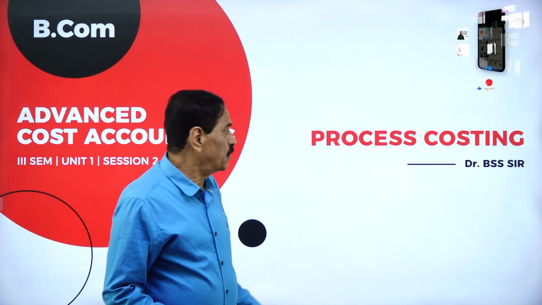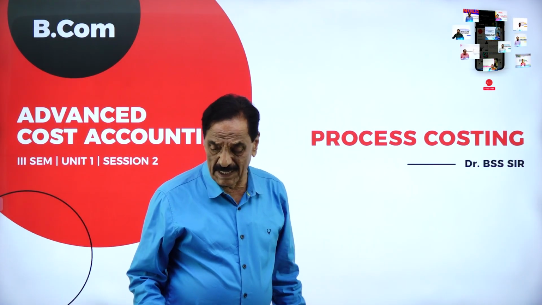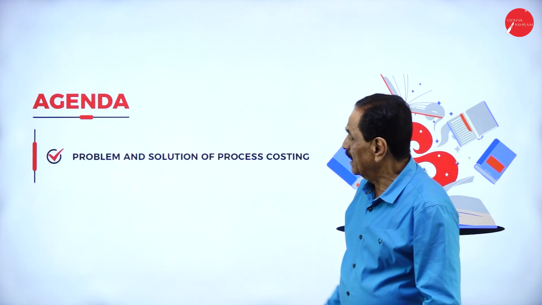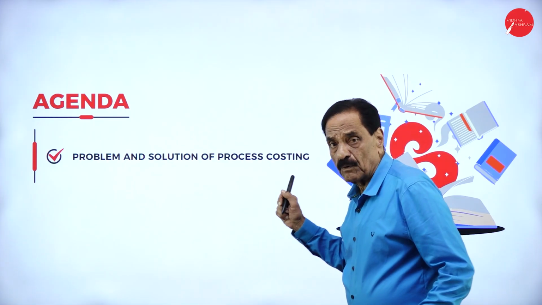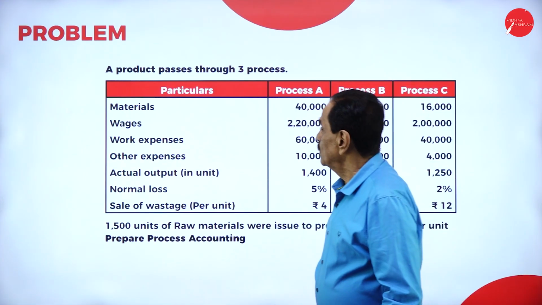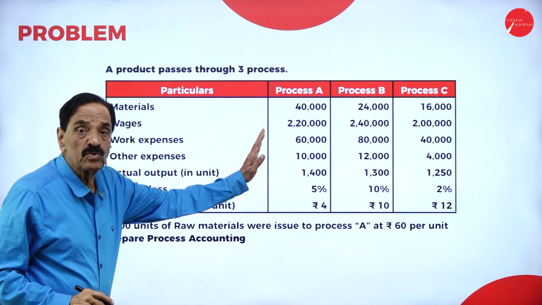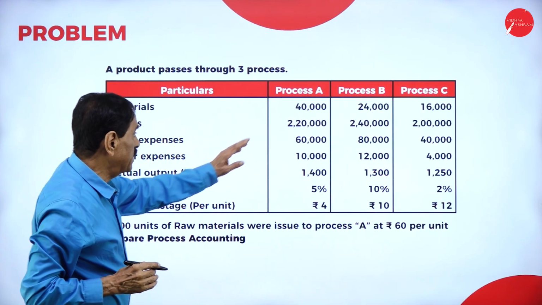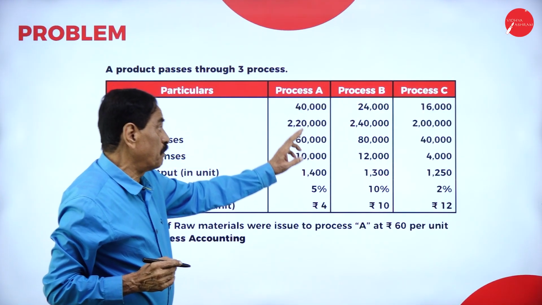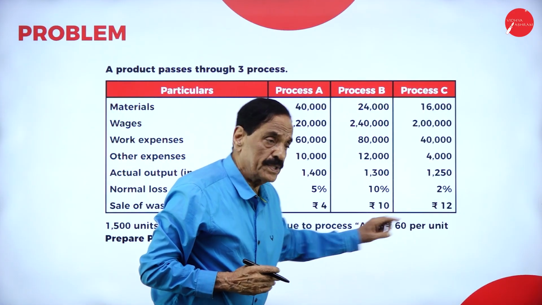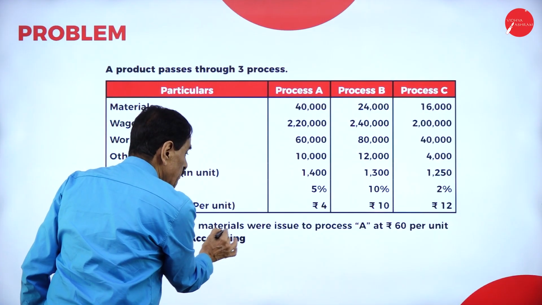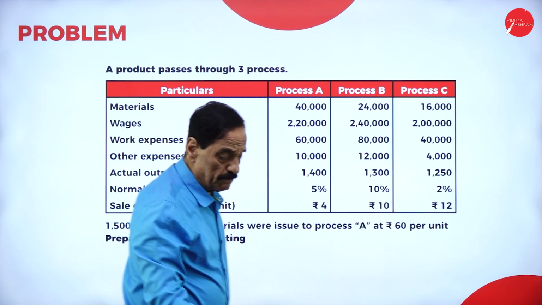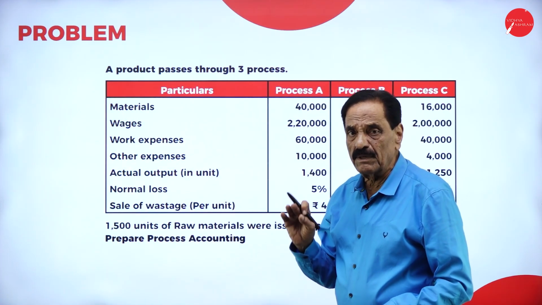In the same Unit 1, we go with process costing. I'm going to explain what is process costing and how to solve the problem. The agenda here is problems and solutions on process costing. So this is a problem. A product passes through three processes: process A, process B, process C. These are the expenditure of process A, process B, and process C. Here, 1,500 raw materials were issued to process A at rupees 60 per unit. Prepare the process account.